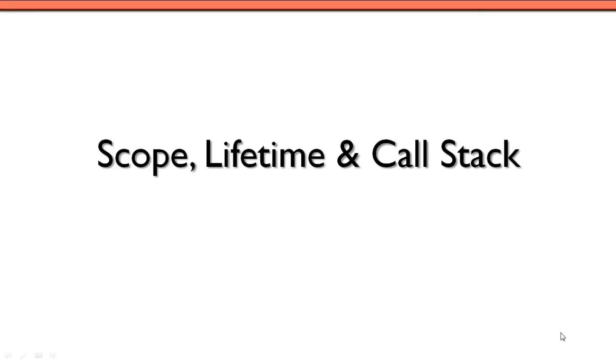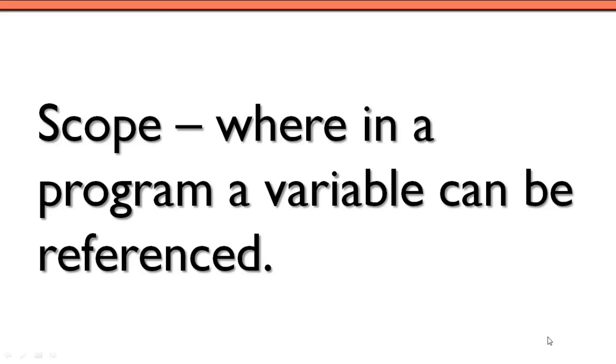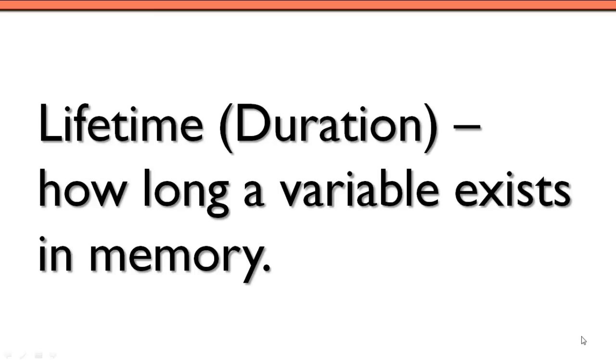Okay, so in this video we're going to be looking at the scope and lifetime of both local and global variables, and we'll also look at this thing called the call stack. So let's get started. The scope of a variable is simply where in a program a particular variable can be referenced or accessed. Another term that we often talk about is its lifetime or duration. The lifetime or duration of a variable is simply how long it exists or persists in memory.